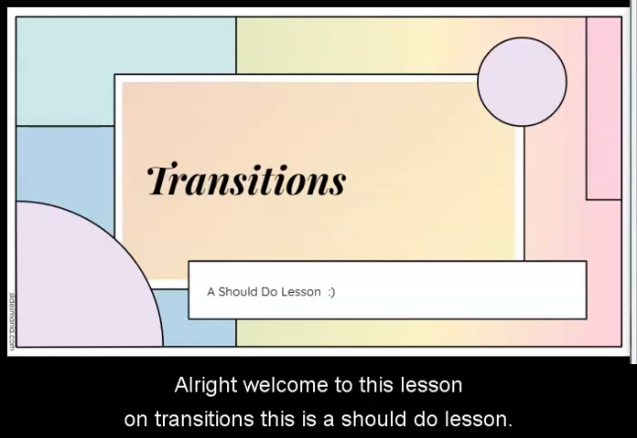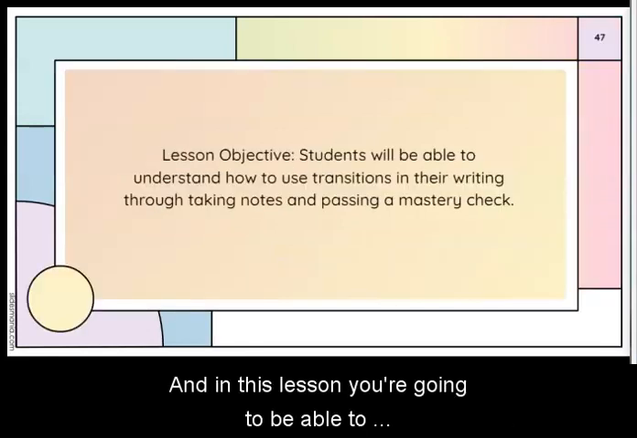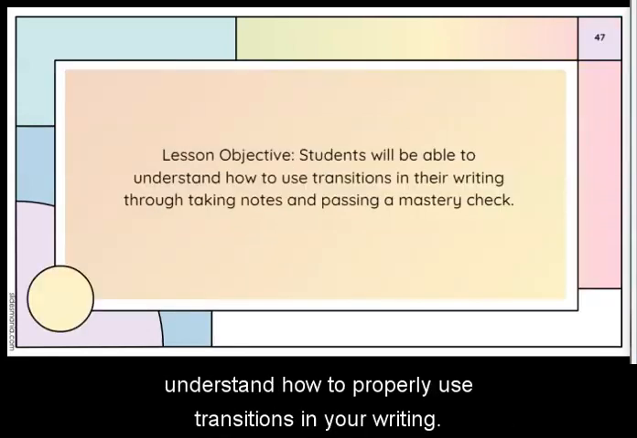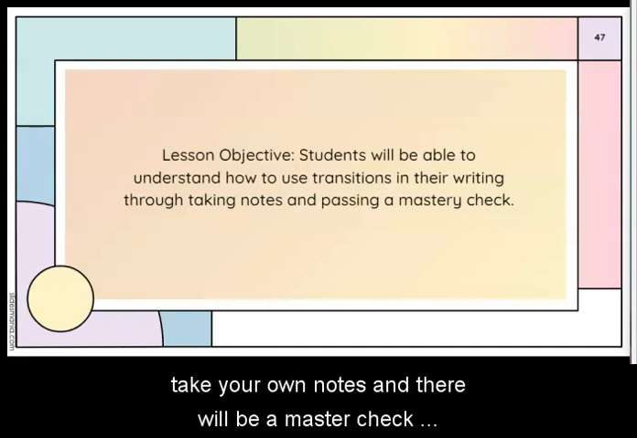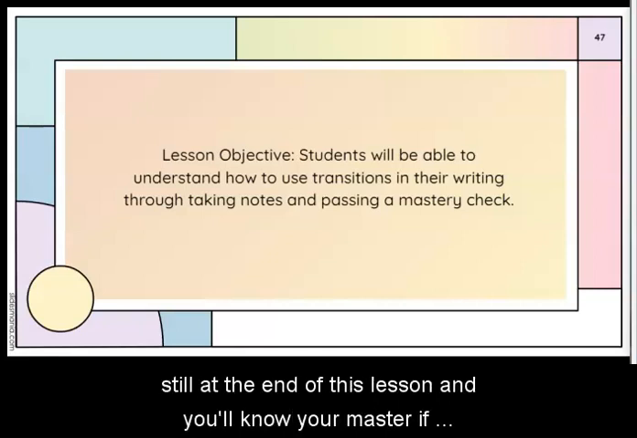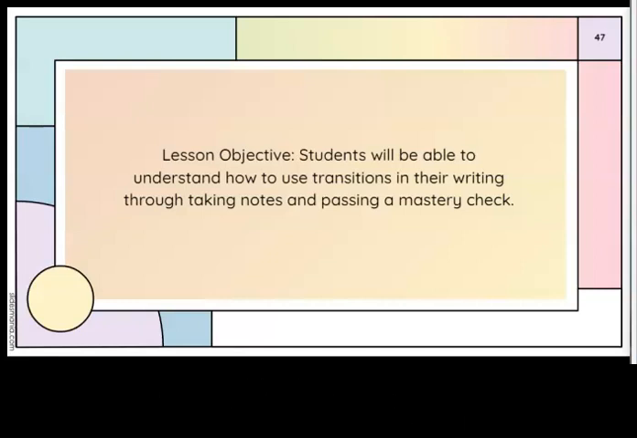This is a should do lesson. In this lesson, you're going to be able to understand how to properly use transitions in your writing. You should do like you've done with other lessons and take your own notes, and there will be a mastery check still at the end of this lesson. You'll know you mastered it if you get an 80% like you usually do.